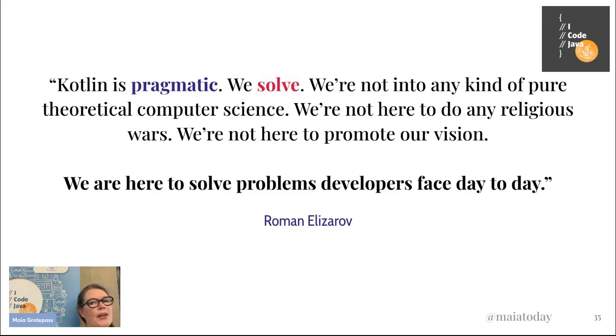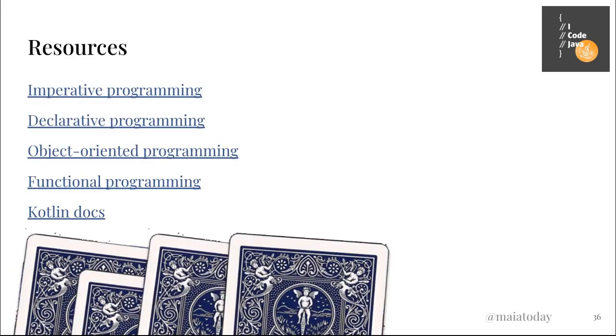He said, "We are here to solve problems developers face day to day." So Kotlin is not taking a stance. They're not saying you will all code in objects or you will all use only functional programming. It's giving you tools so that you can go and look at the problem space, look at the domain, and figure out what is the best way for you to break down the complexity so that you can understand it. And then there will be something in Kotlin that's going to make your life easy to code it up like that. And there's some resources.